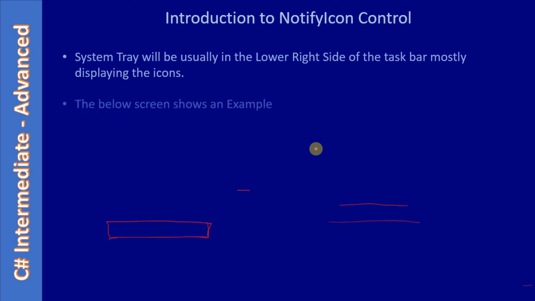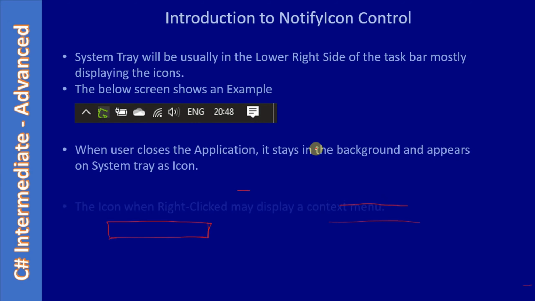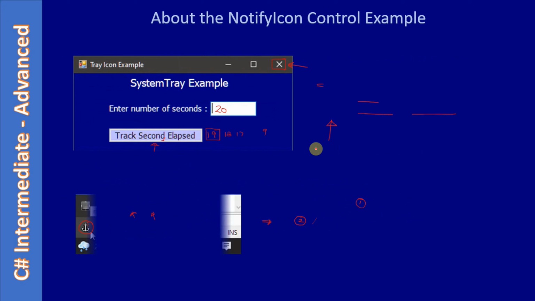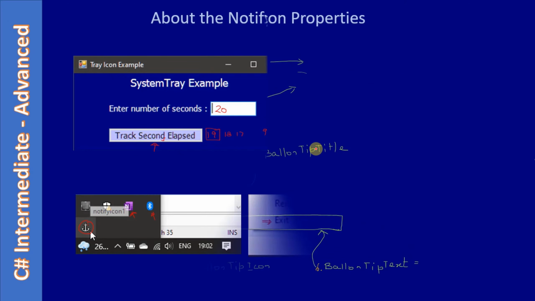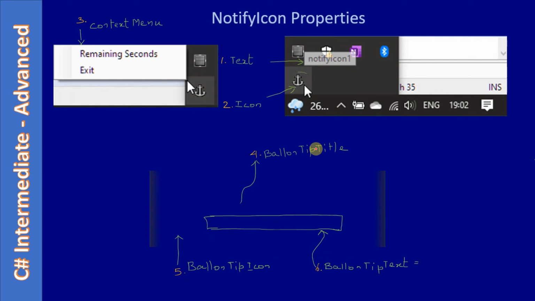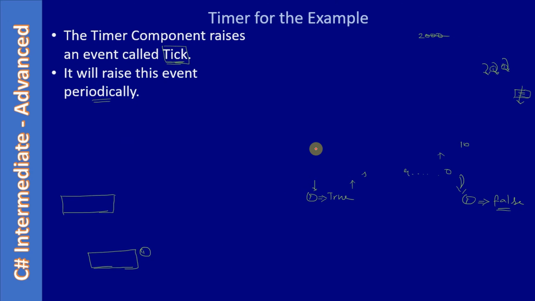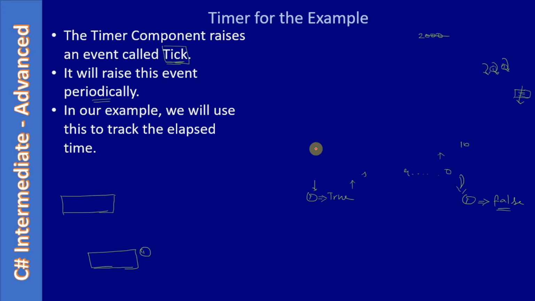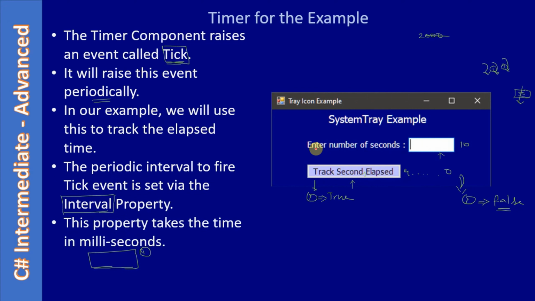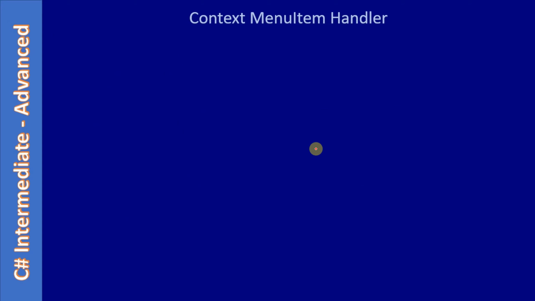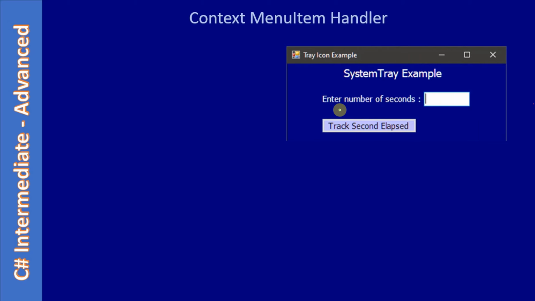First, we learned about the basics of the Notify icon control. Then we talked about the example. Then we learned the properties of the Notify icon control. After that, we set up the timer. We also learned the basics of the timer component. Now we will proceed with the coding. So this is the example, and we will start the coding for this example.